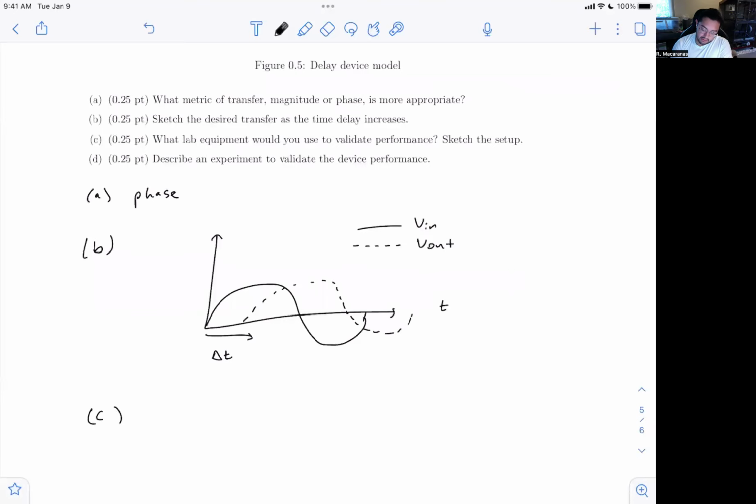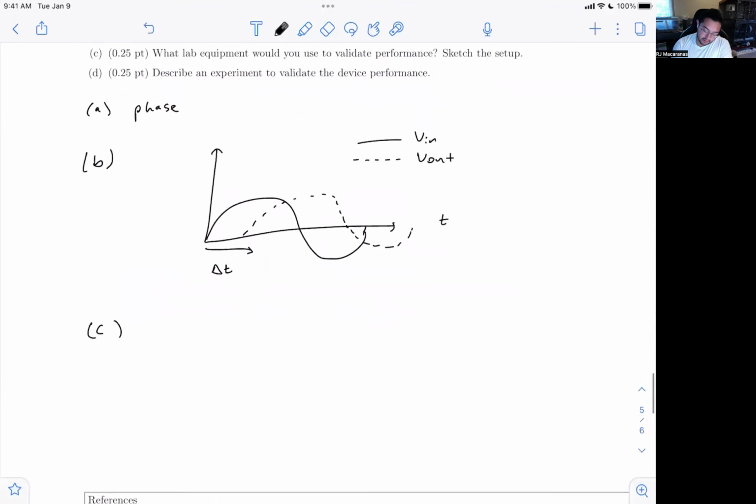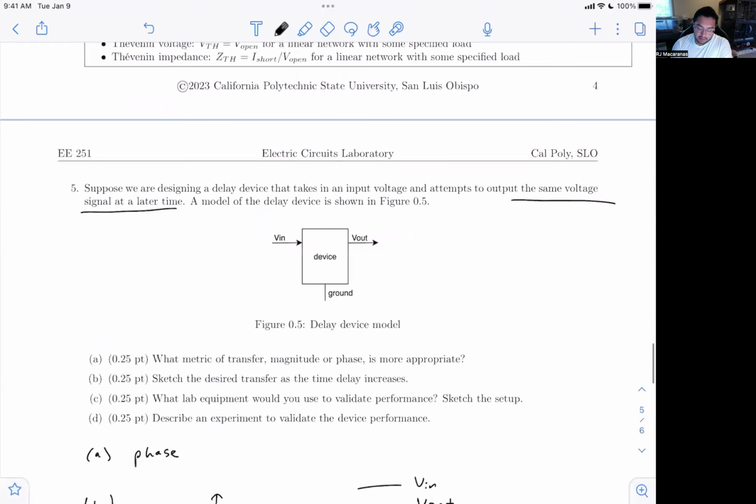For part C, what lab equipment? So could use a DC power supply or a function generator really. And definitely a scope. You can't really use a multimeter and look at the time delay there. And I'm not going to describe an experiment. That was pretty much okay all around.